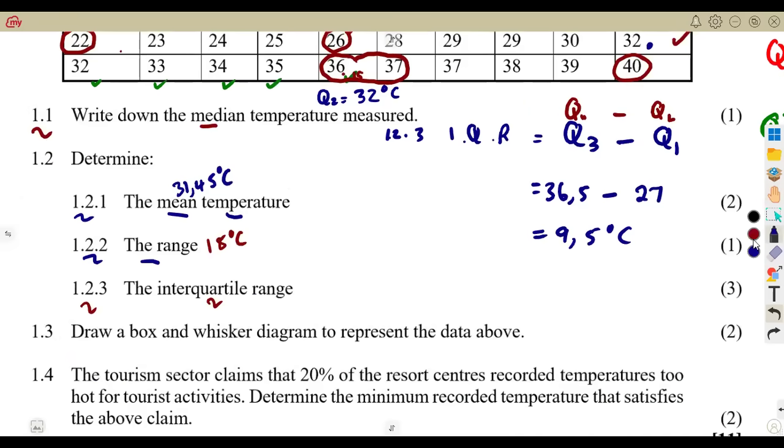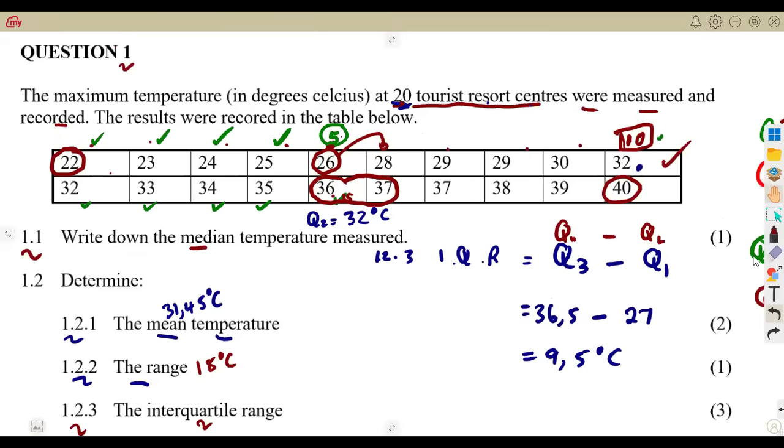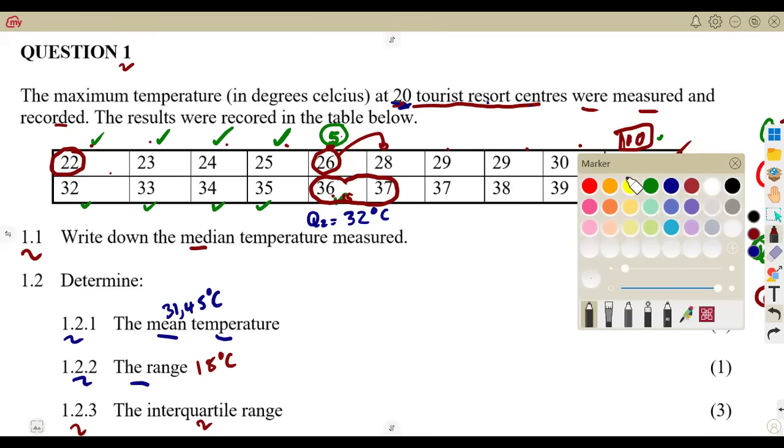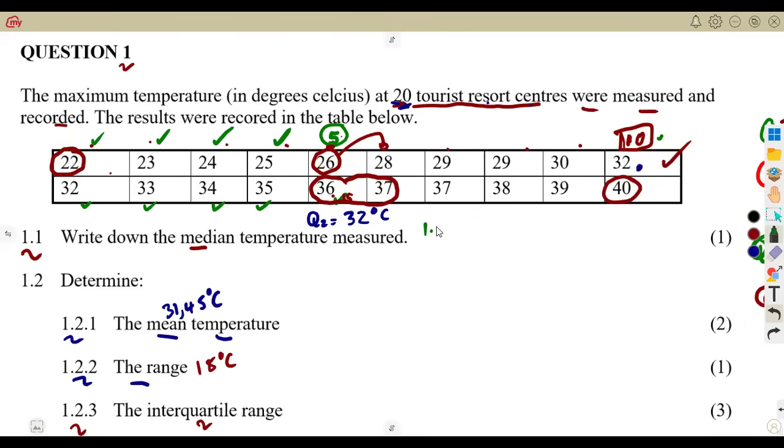Then from this information that we are given, the question now is for you to draw a box and whisker diagram to represent the data above. This information that we have, represent it on a box and whisker plot. Remember, the box and whisker plot needs the 5-number summary in order for us to have it.